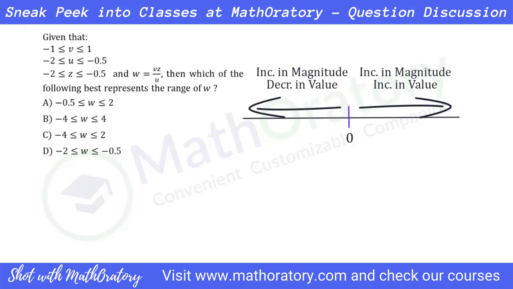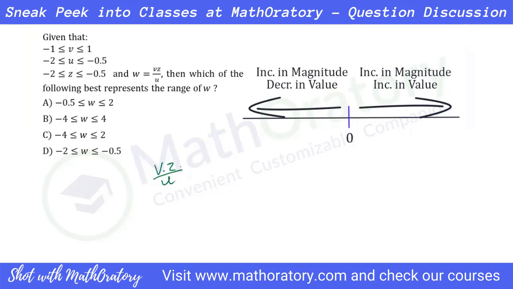So we are looking for the range of W here, which is V into Z by U. We are looking to minimize and maximize. Let me put it in that way. If I have to find the maximum value, in order to maximize, first of all, we'll try to make it positive as far as possible, and then keeping the value positive, we will try to increase the magnitude so that the value is maximized.